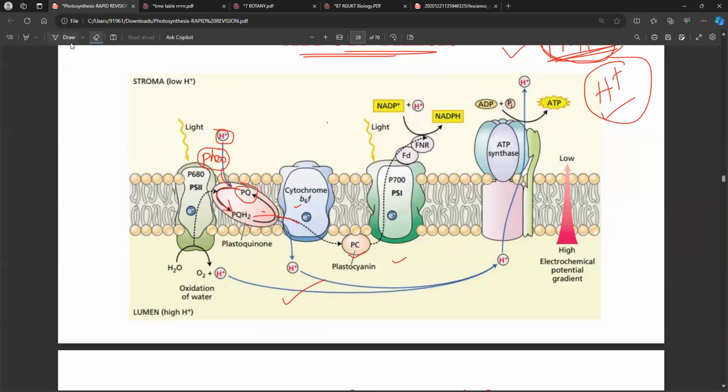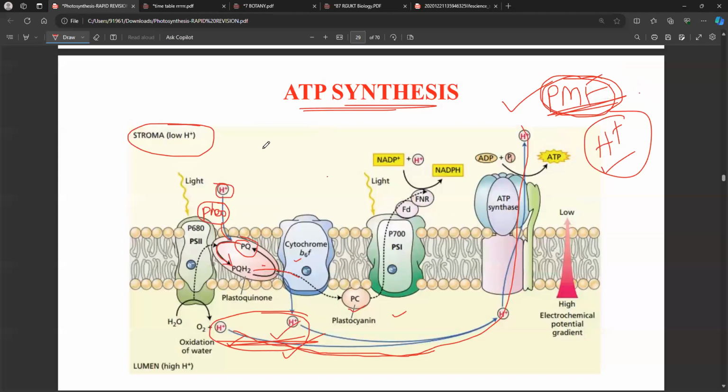Every student has to understand me. The concentration of protons becomes extremely high in the lumen when compared to the stroma. The lumen has more protons. Now, you know what happens? To maintain the charge balance, all the protons start moving from where to where? All the protons start moving from the lumen to the stroma.